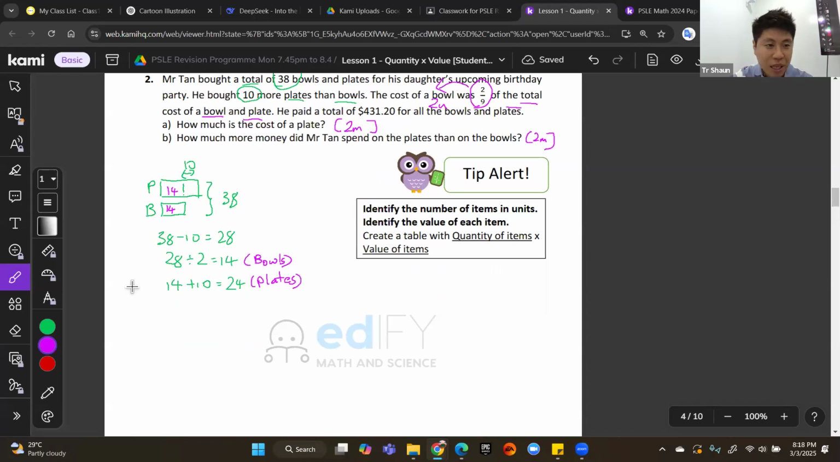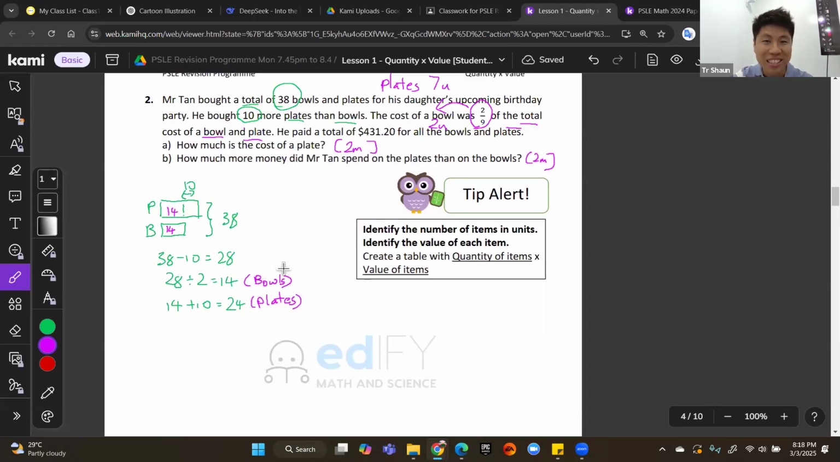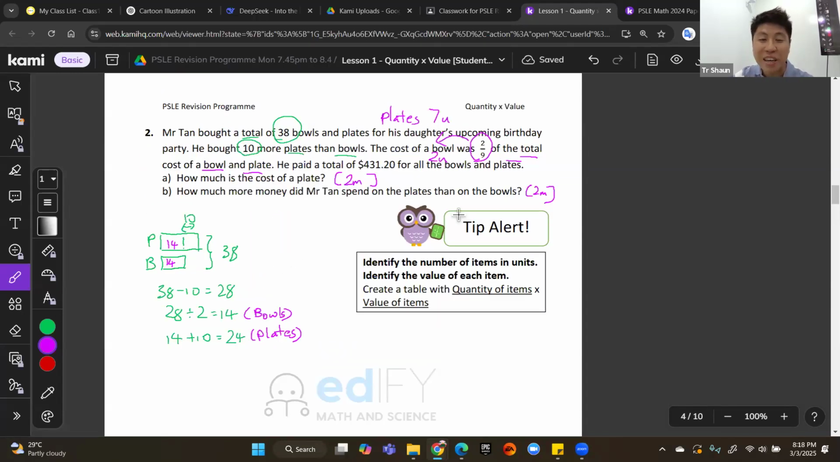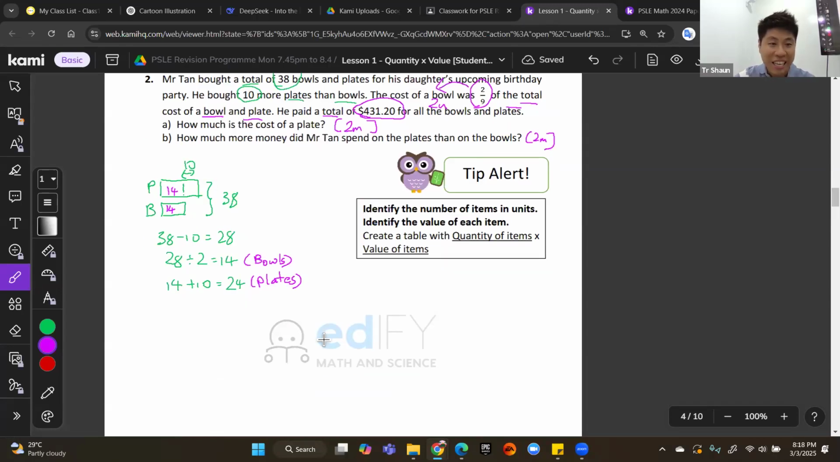So let's now draw our quantity times value table. Why is it a quantity times value question? Do you see this? There's a total value here. There are two different items, and there is the number of each different item. So we want to solve this by quantity times value to keep things easy and quick.